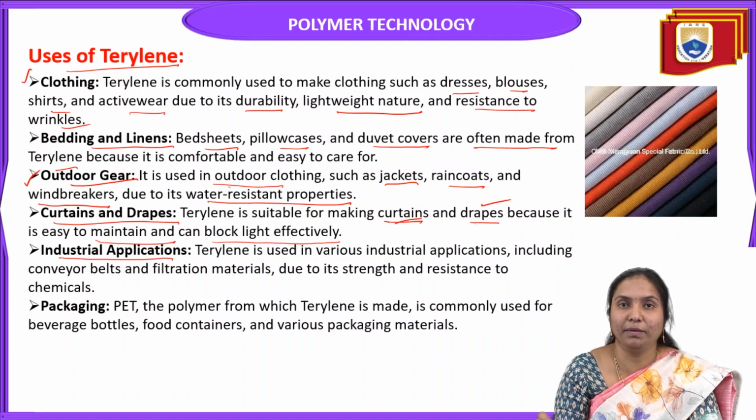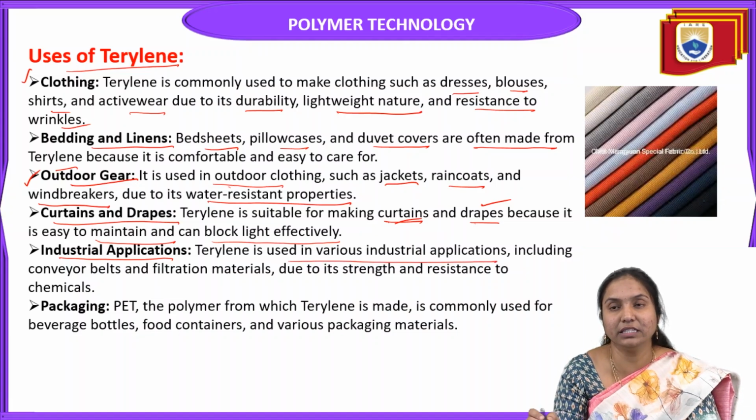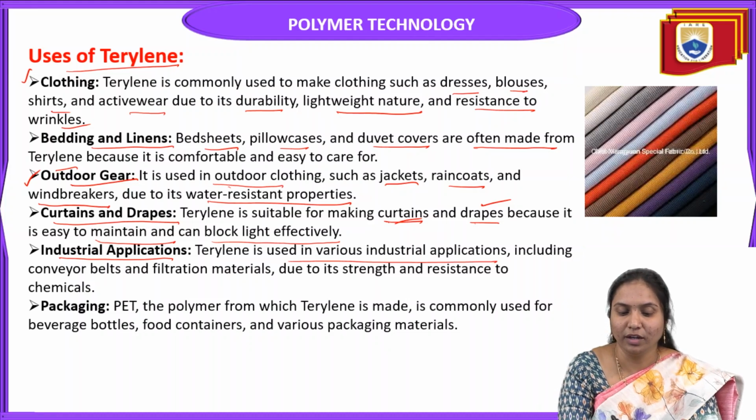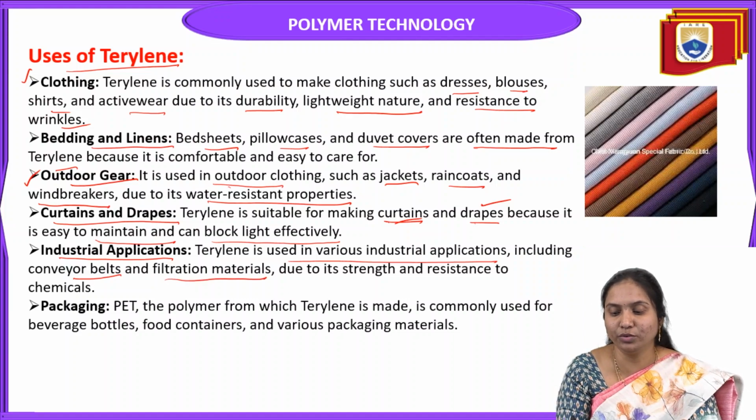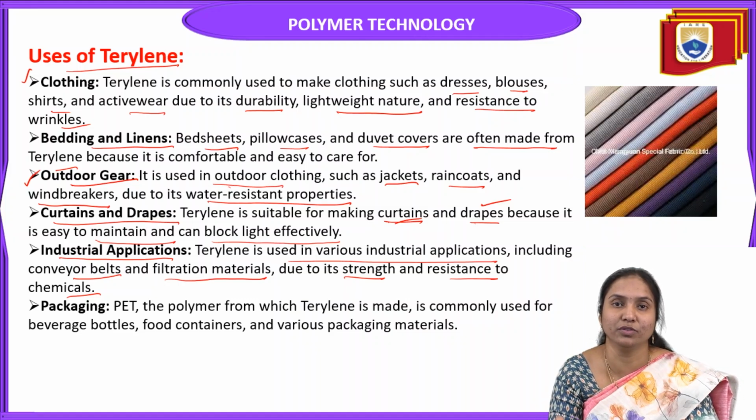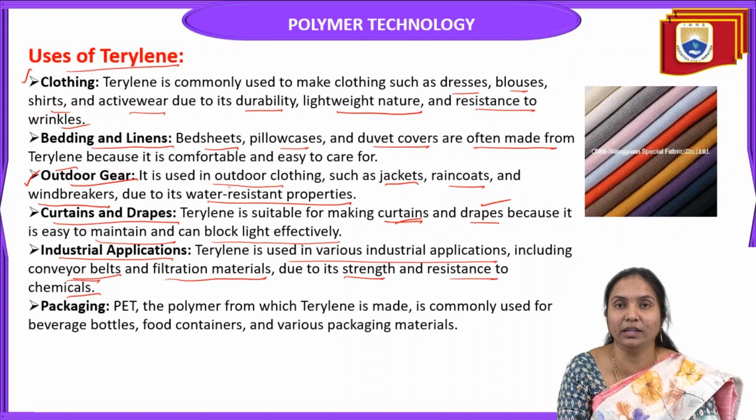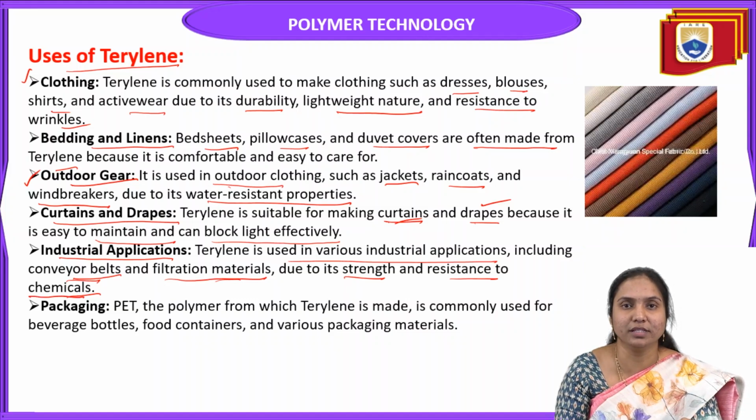And the next one is industrial applications. Terylene is used in various industrial applications, including conveyor belts and filtration materials, because of its strength and resistance to chemicals. Terylene has high chemical resistance. So that's why we use it for different industrial application purposes also. Why do we prefer it for this purpose? Mainly due to its strength and resistance to chemicals.